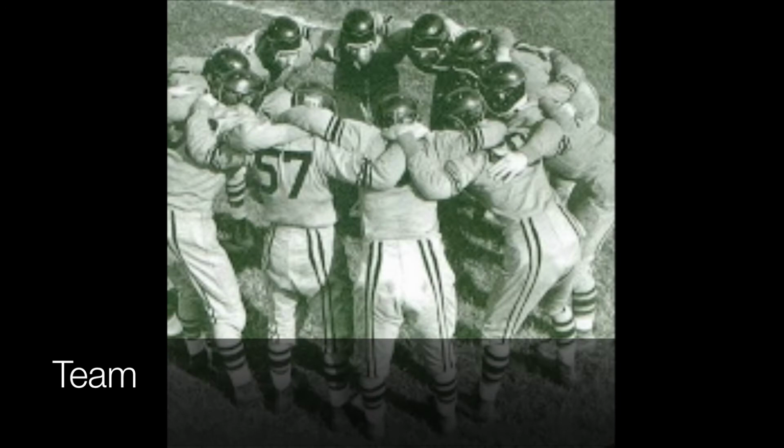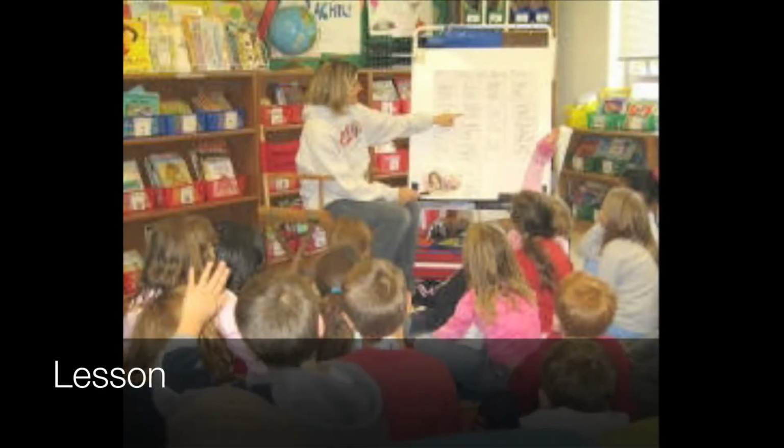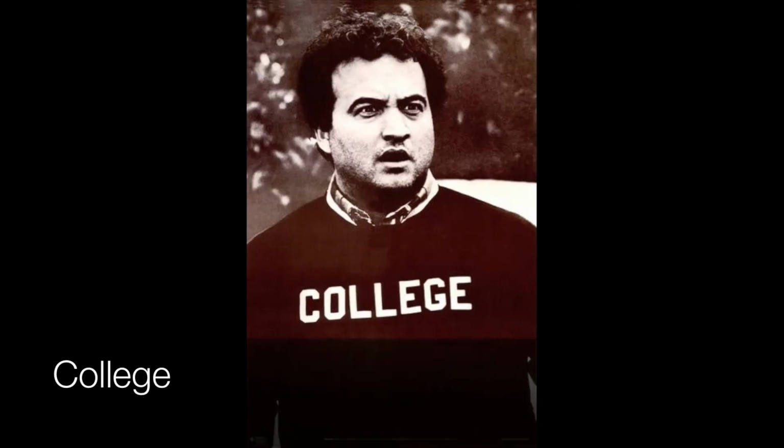All right, now the sign for team, again, very similar to class and group, but it's with T hands. Team. All right, our next word is lesson. The sign for lesson is lesson, like you're working down the lesson. All right, now the sign for college. You're going to start with your hands together, and then your dominant hand moves up and away. So, college.